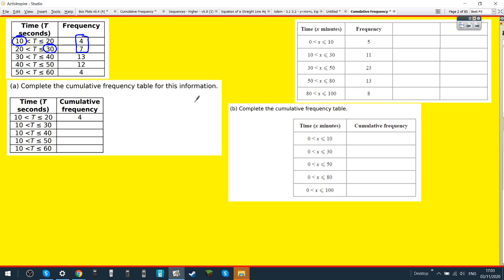I don't understand. So let's say this was people who ran a race or something, an obstacle course, and this is how long it took them to finish. So 4 people did it between 10 and 20 seconds, 7 people between 20 and 30, and so on. So how many people finished between 10 and 30 seconds? So 11. Yeah. How many 10 to 40?